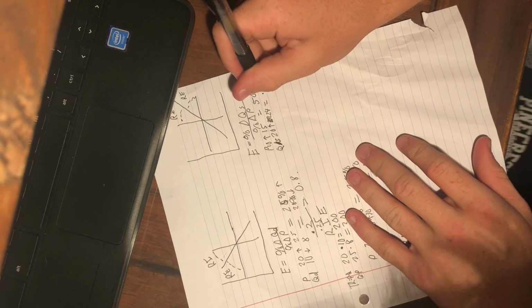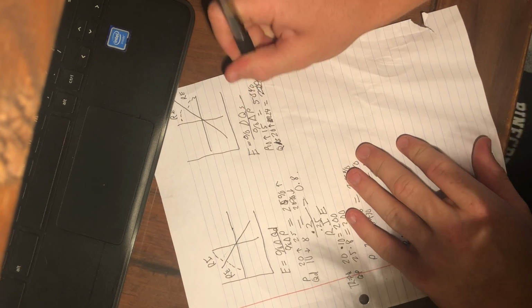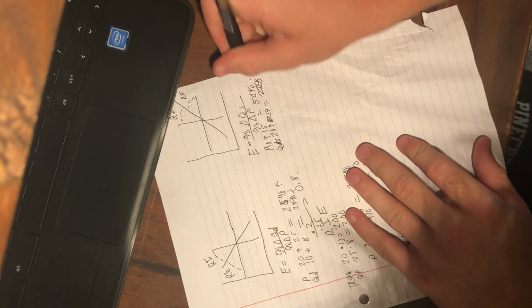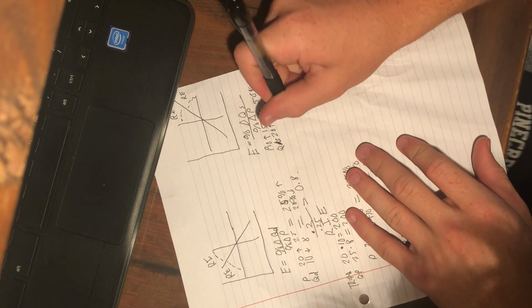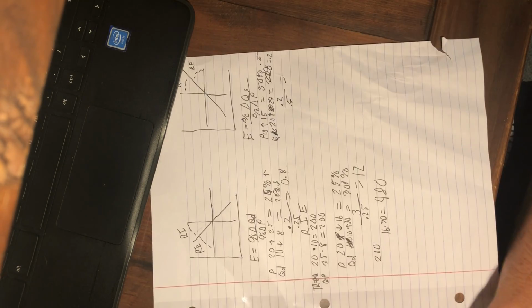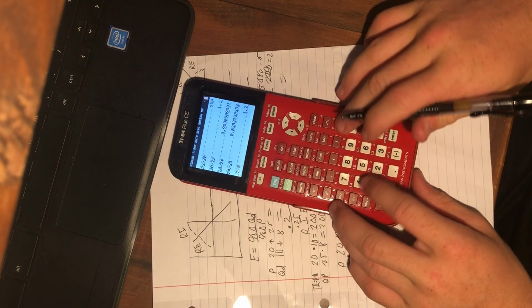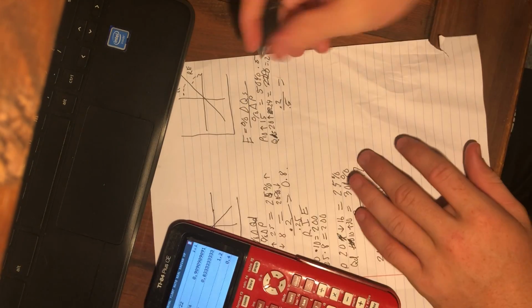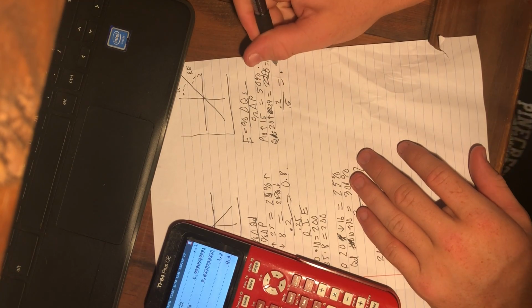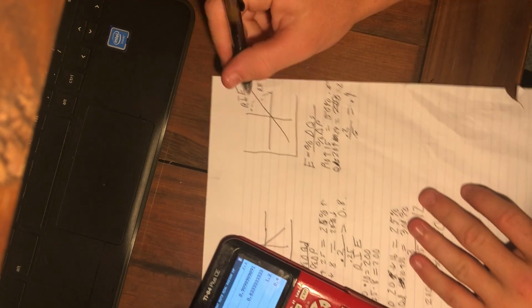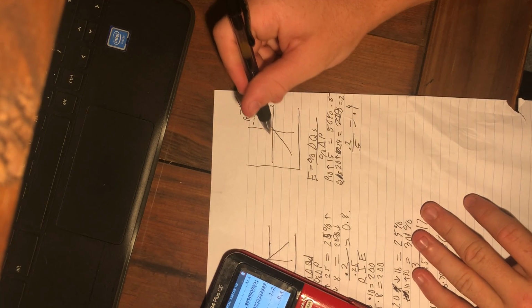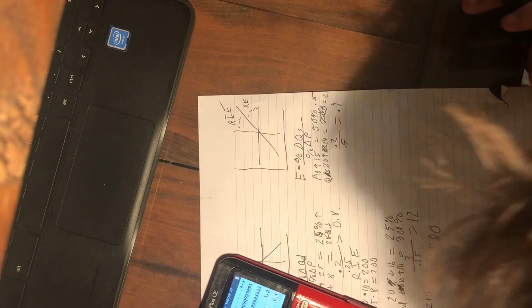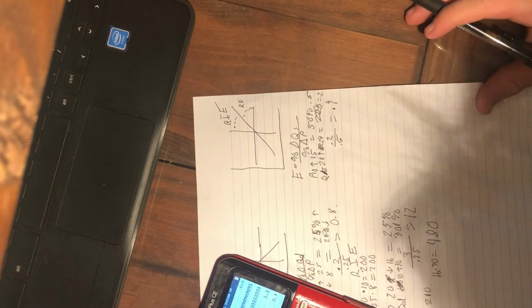So this is 20%, which equals 0.2, 0.5. 0.2 over 0.5. 0.2 divided by 0.5 is 0.4, which means it is relatively inelastic for supply. It's going to look something like this. Now, let's look at this. What does inelasticity mean for the total revenue when you're looking at a supply?